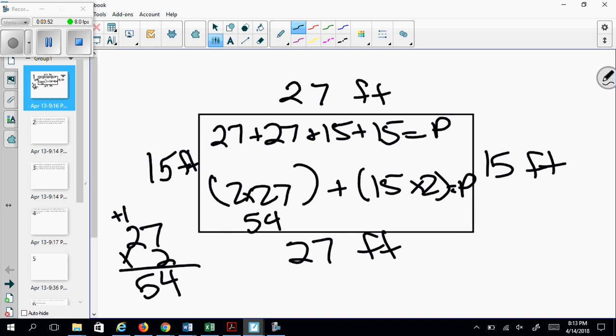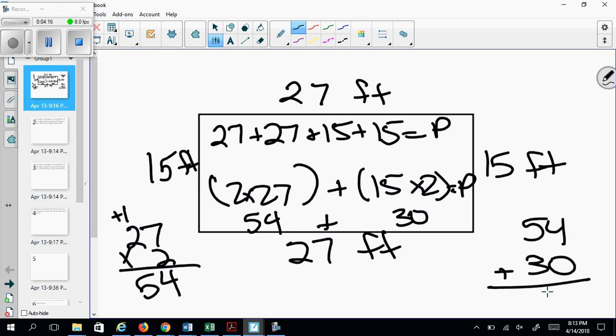So I have 54 feet here that I'm going to be adding to 15 times 2. Now you can do this the same way that you did 27 times 2, or if you know what the answer is, you can go ahead and put it. 15 times 2 equals 30. And when I add these together, 54 plus 30 equals 84. Now remember that it's not square feet. Perimeter is just regular units. So the perimeter is 84 feet.